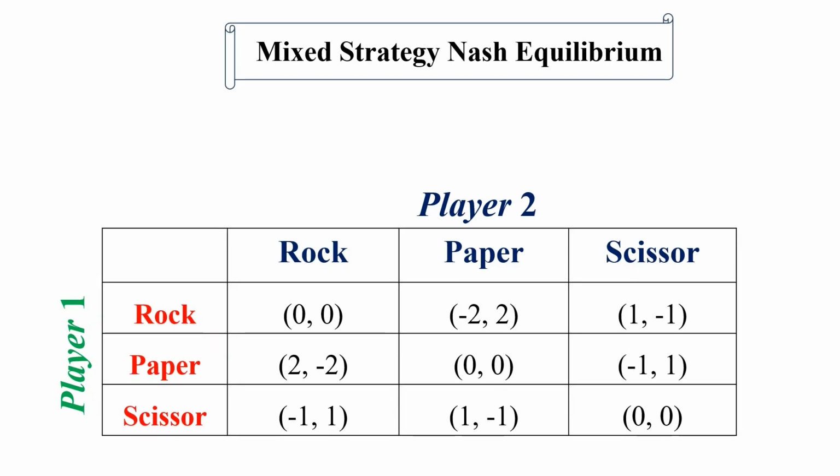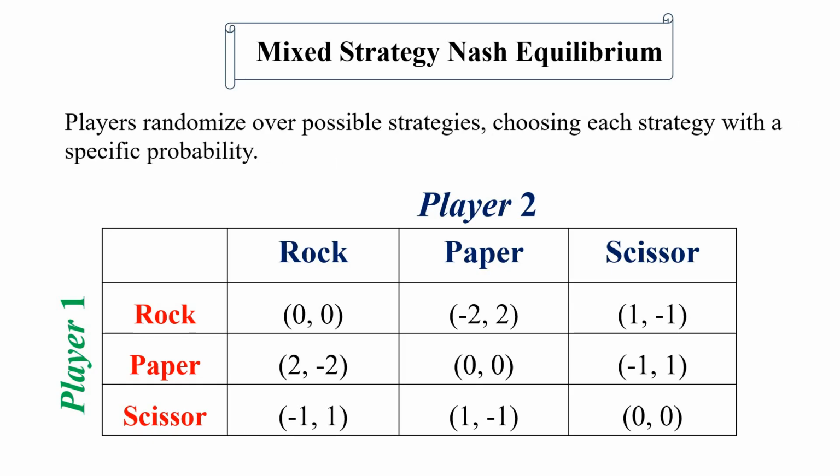We have another type of Nash equilibrium, the mixed strategy Nash equilibrium. In mixed strategy Nash equilibrium, players randomize over possible strategies, choosing each strategy with a specific probability. Mixed strategies are common in games where there is no pure strategy, such as the rock paper scissors example, where each player has a probability of choosing rock, paper and scissors to keep the other player indifferent to their own choice.